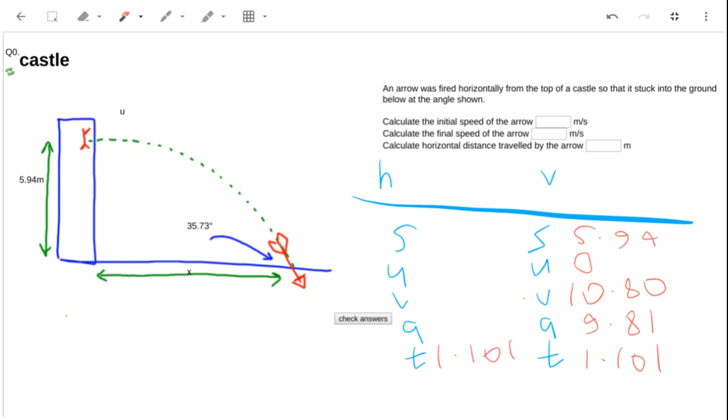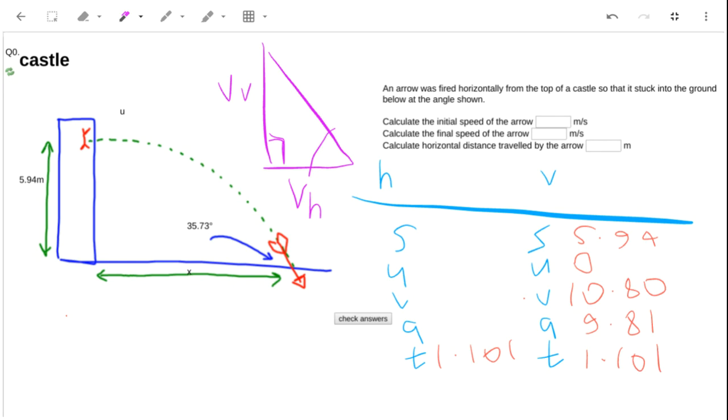Now, here's the trick. That angle that we're given, that was made when the arrow stuck in the ground, and the direction it was moving at the time was a function of the two velocities that it was traveling at, the vertical VV and the horizontal VH. That is our angle, 35.73.